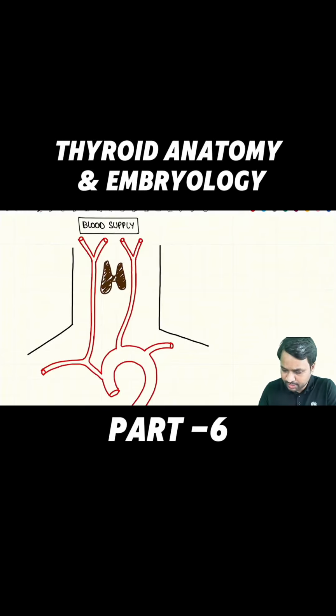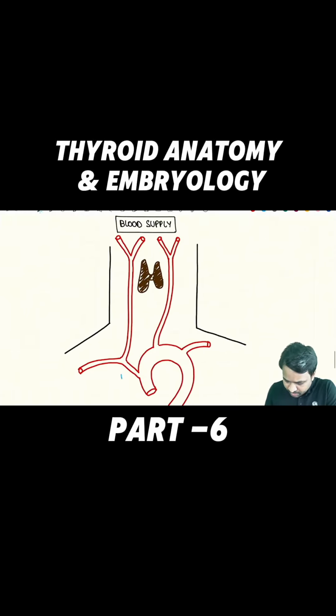Just for the sake of understanding, I'm just going to label it also. This is the brachiocephalic artery. This happens to be the right subclavian artery. This happens to be your left subclavian artery. This is your right common carotid. So this is the right common carotid. Okay, I'll just put it here because I don't want to disturb the diagram. And this is the left common carotid.